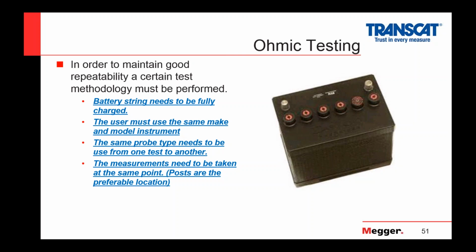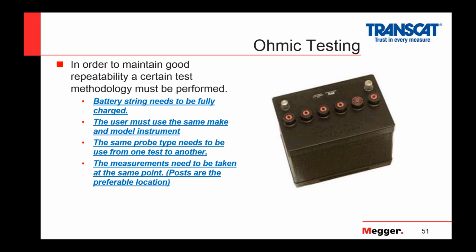1, the battery string must be fully charged. If it's not fully charged, it's partially sulfated, which means, again, you're looking for a relative measurement. You're comparing this measurement to your previous one. So you have to always have the battery in the same state. If it's not in the same state, you have no comparison. Okay? You want to use the same make and model instrument. If you do not, you have to establish a new baseline, which I'm going to get into in a minute.